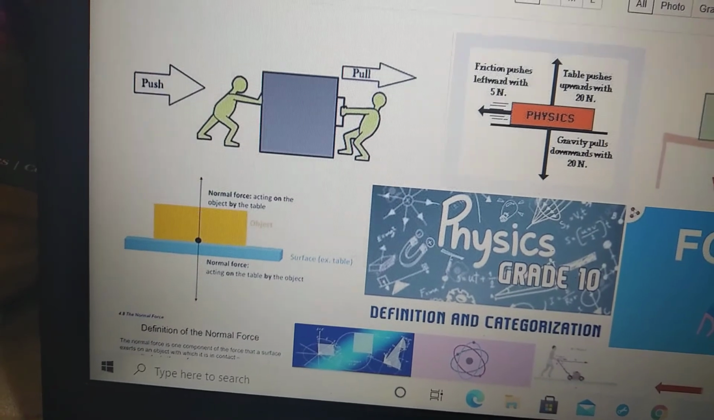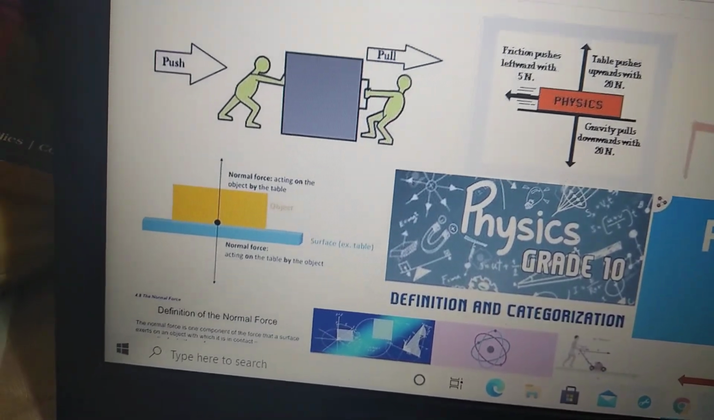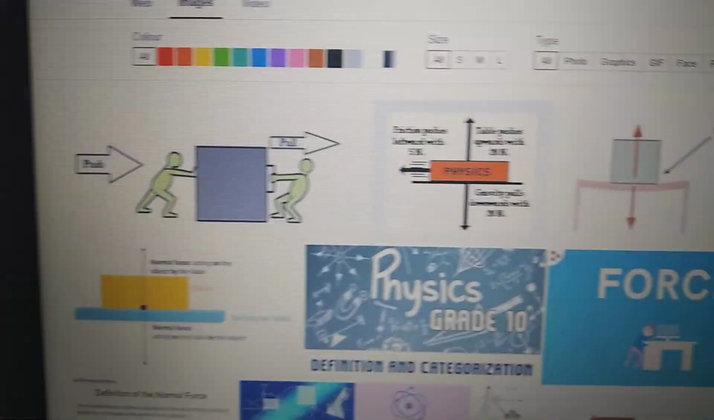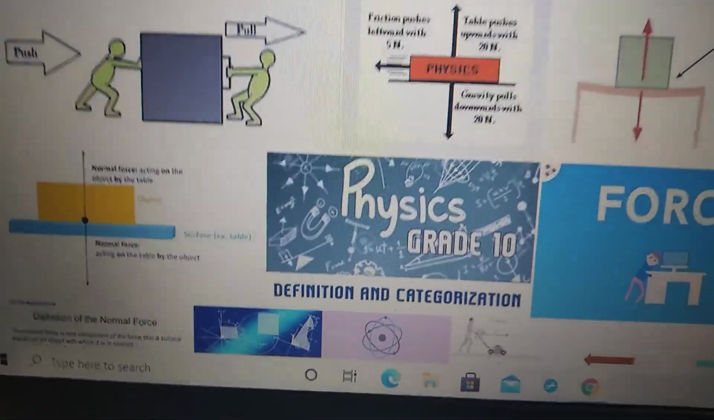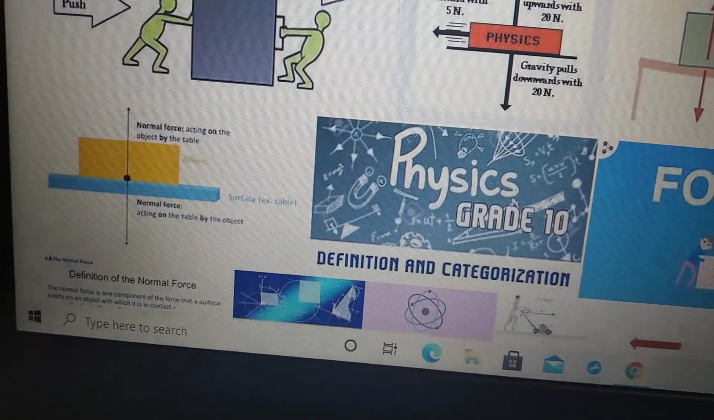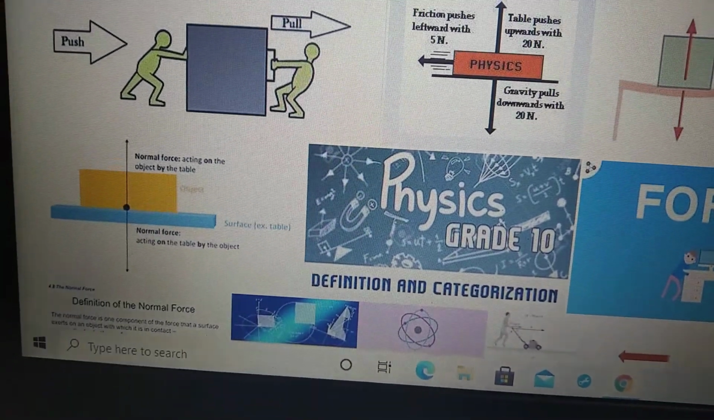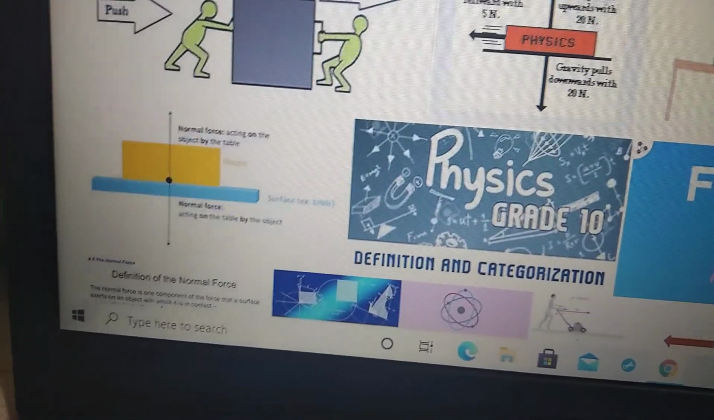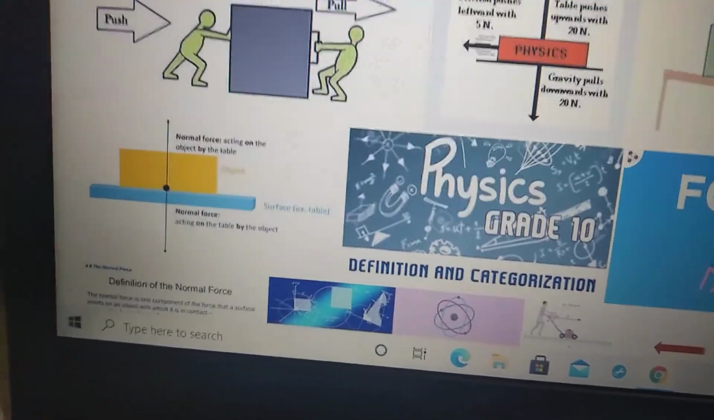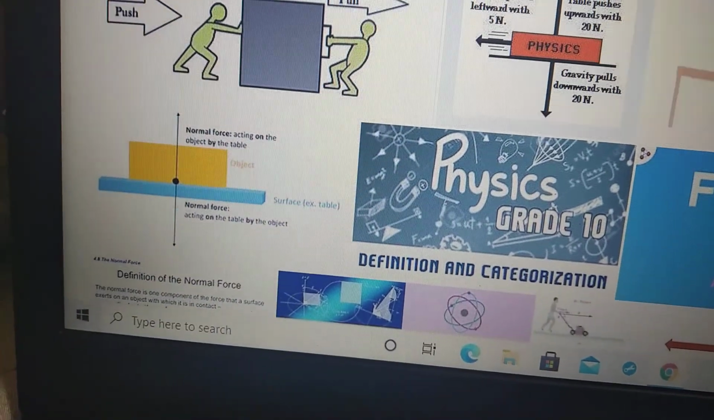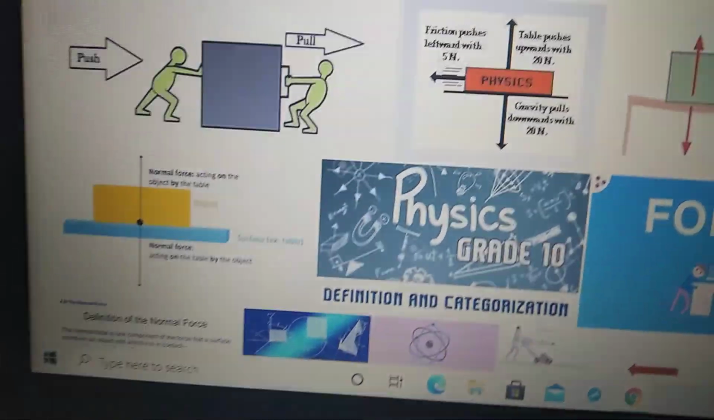Force can move an object, stop a moving object, change the direction of a moving object, and change the shape of the object. Like if you take atta powder and mix it and prepare a dough, you are changing the shape of the object, isn't it? And with that dough, you are able to make chapatis also. That is changing the shape of the object.